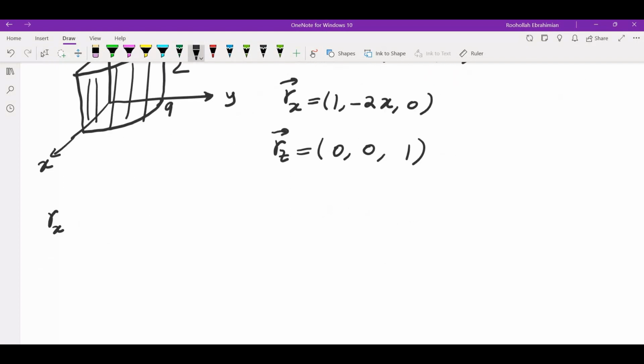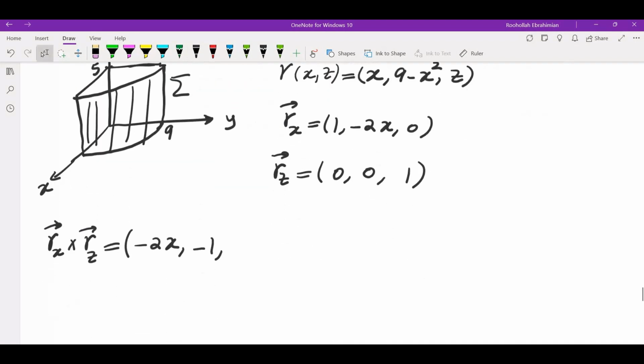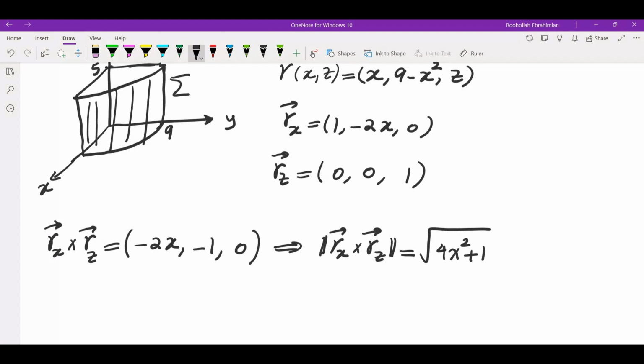Then find the cross product of these two, Rx cross Rz. Okay, so we eliminate the first column, we get negative 2x. Eliminate the second column, we get negative 1. And eliminate the last column, we get 0. Okay, so this would be our normal vector, but we'll have to find its magnitude because it's a surface integral of a scalar function. So this would be root 4x squared plus 1.